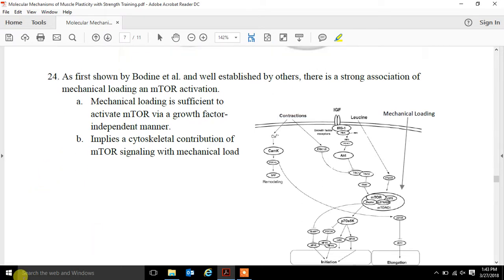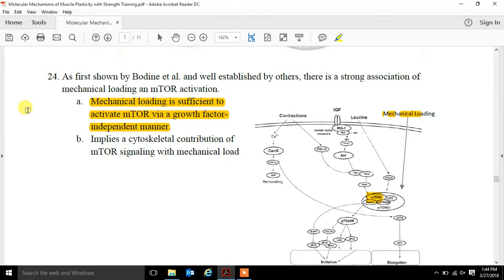Subodine did some work, as well as some others, to validate that there's also a strong association with just the mechanical loading and mTOR. Now, that's about all we know at this point: that there are these receptors and changes in things like the contractions and calcium signaling, but just the mechanical loading itself, through some pathway that we're not really sure about, activates mTOR. So there's some sensing of the mechanical load placed on skeletal muscle. That mechanical loading is sufficient to activate mTOR in a growth factor independent manner.